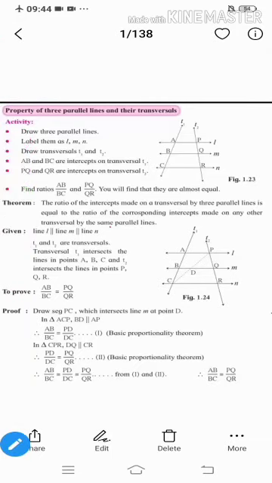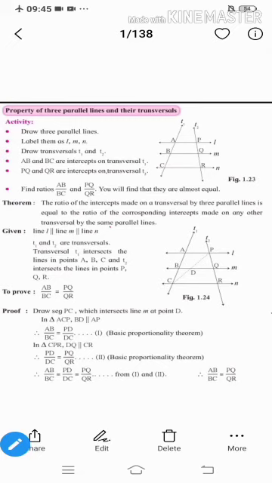So student, after proving the angle bisector property theorem, now we come to the property of three parallel lines and their transversal.